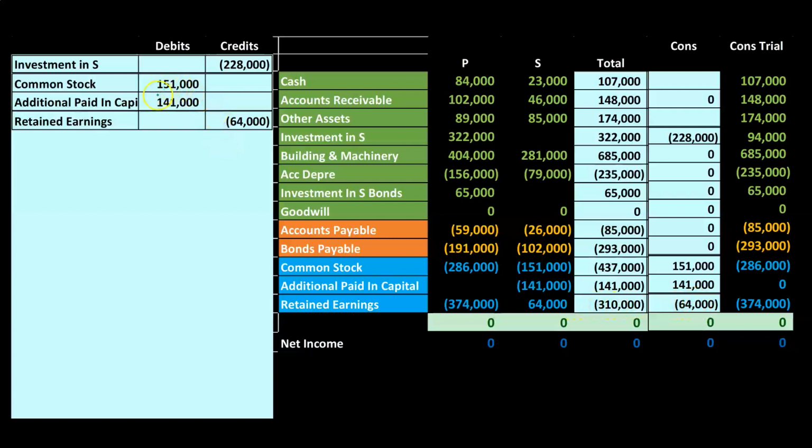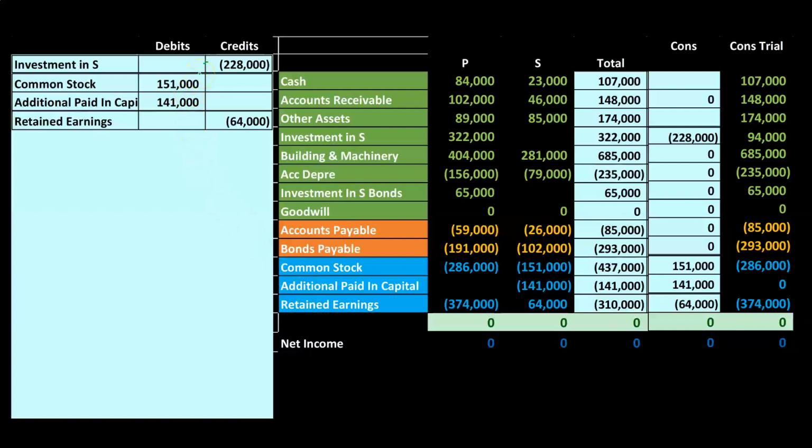So now I want you to think about up here, if we took the 151 plus the 141 minus the 64,000, that's where we're getting this 228. So this is like the plug. This is like the plug here. We removed, in essence, the equity section. We're putting the other side to investments. No activity has happened, therefore no income statement accounts that we have to be dealing with.